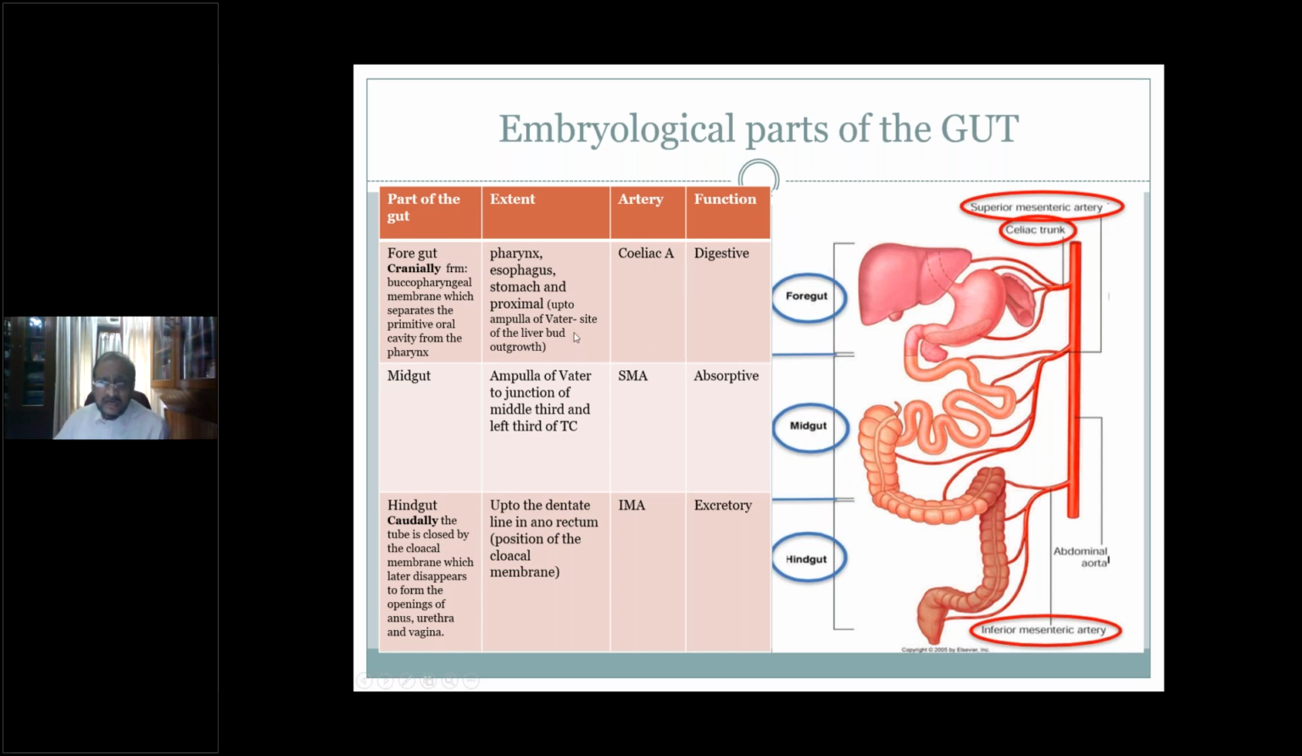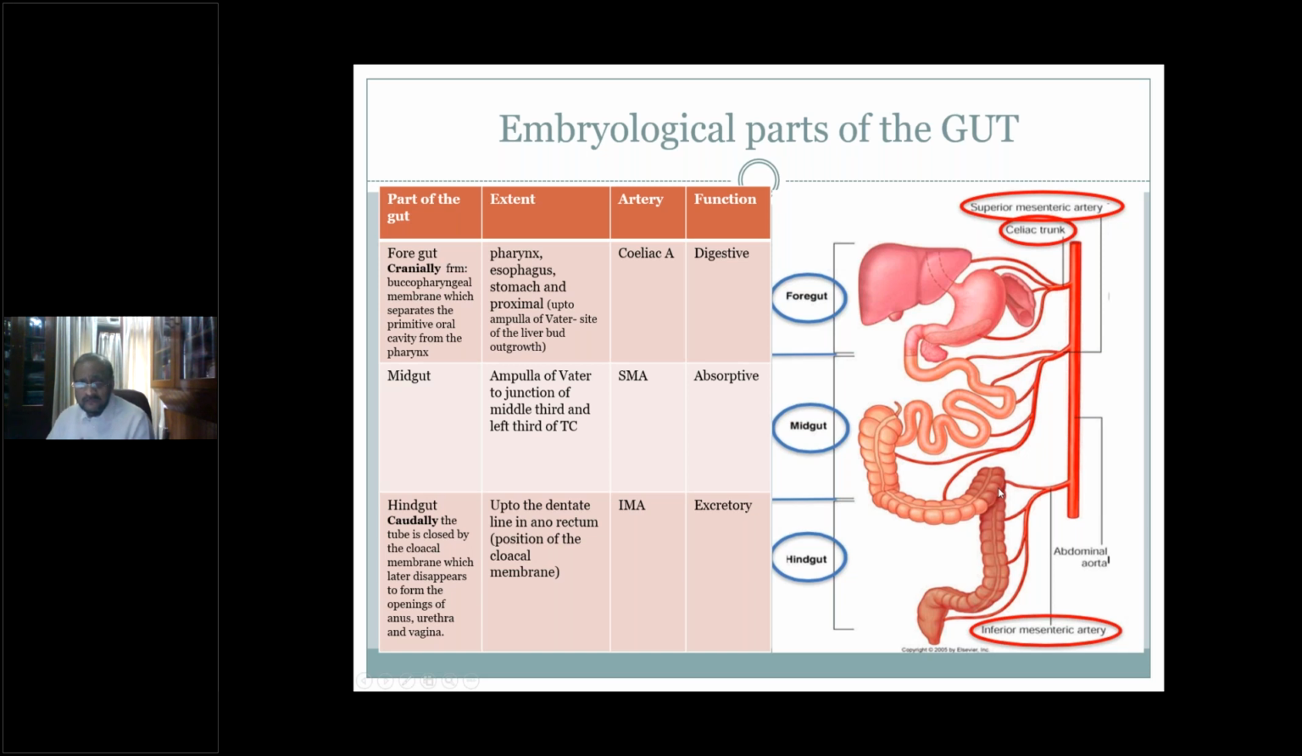The midgut starts at the ampulla of Vater. So you have, starting at the ampulla of Vater here, it goes up to the middle and the left third of the transverse colon. See this? The middle third and the left third of the transverse colon. And the artery which is supplying this is the superior mesenteric artery. Again, a direct branch from the aorta. So here you got the celiac trunk, and next you got the superior mesenteric artery.